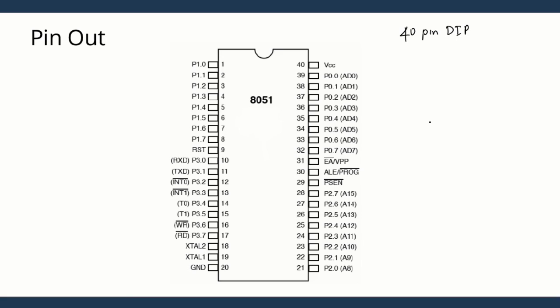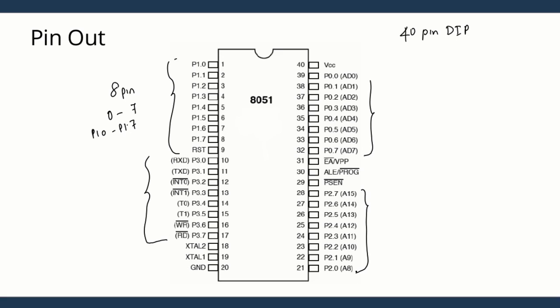Now, as we see, all the ports have 8 pins, starting from 0 ending at 7. So we have P1.0 to P1.7. In the same way, we have P3.0 to P3.7, P0.0 to P0.7 and P2.7 to P2.0.